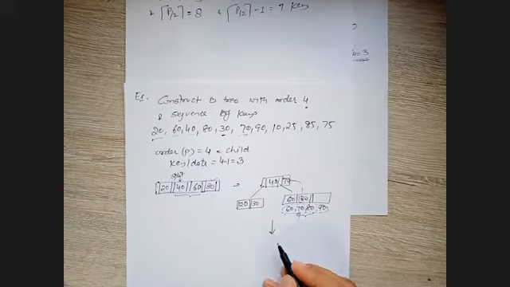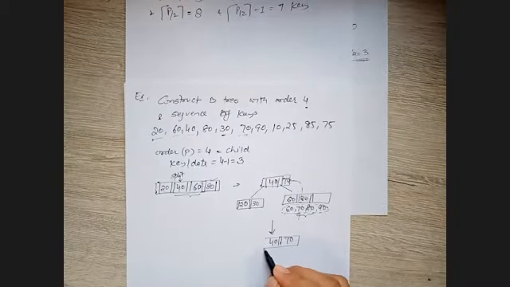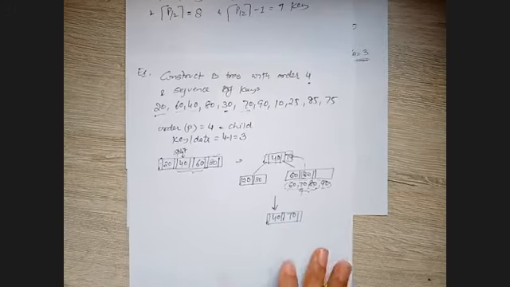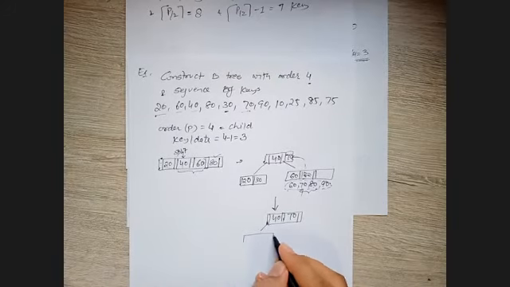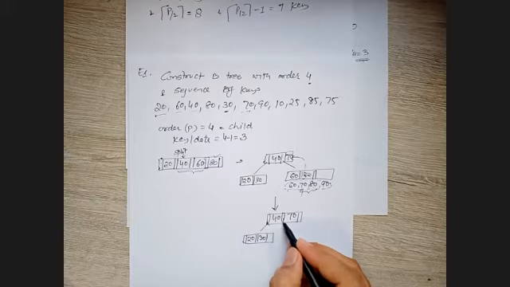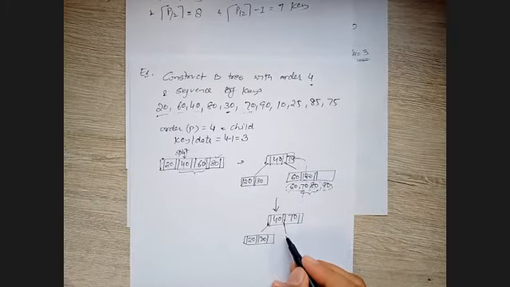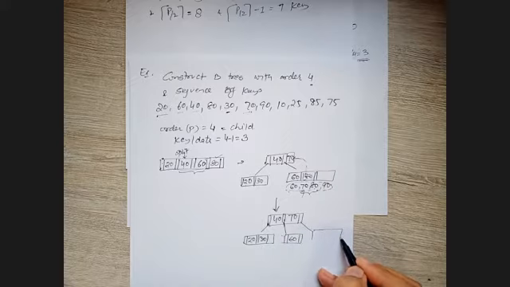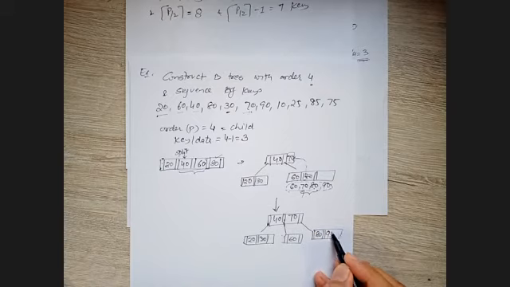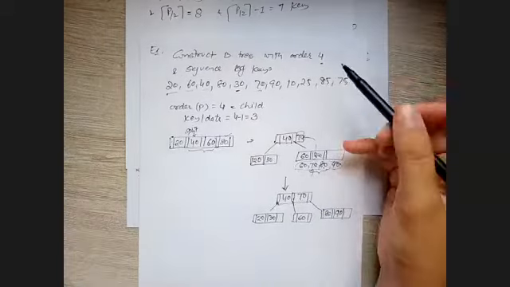So the newer tree will be 40, 70, and the rest of the values: 20 and 30 over here. The 70 value is in the parent, 60 over here, and then we have the rest of the elements, 80 and 90. Okay, understood so far?